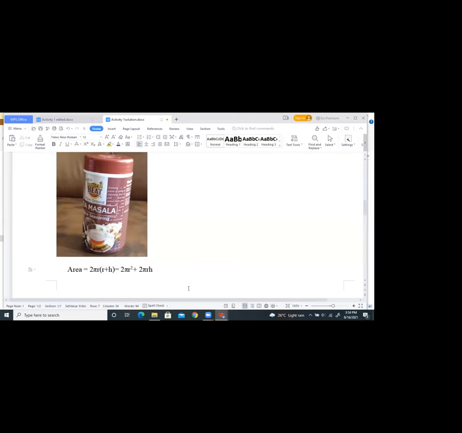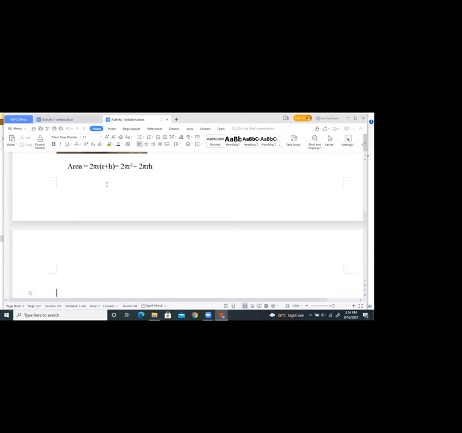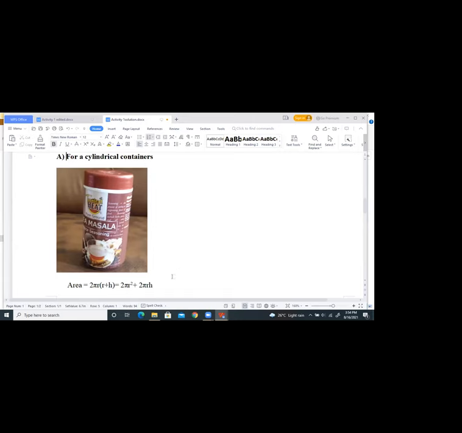And then, to get the radius of this container, you get your diameter and divide it by 2. I think you have got that very well. The r will be d over 2 to get the radius of that cylinder. And then the height, this h here, is the height of this cylinder. So you measure from the bottom to the top.